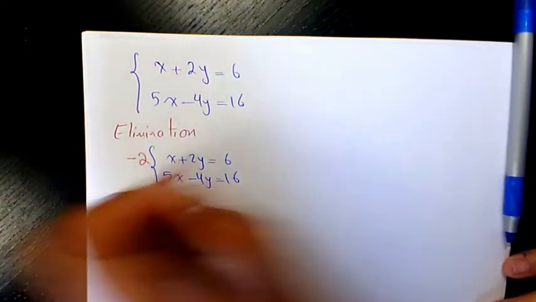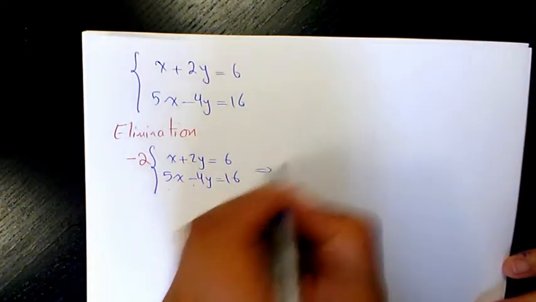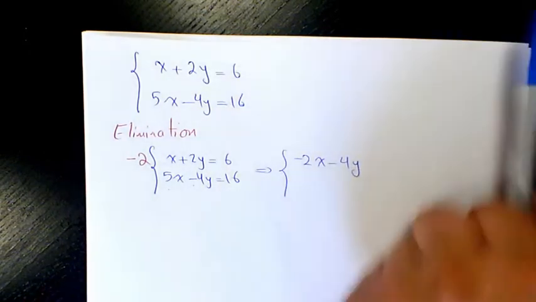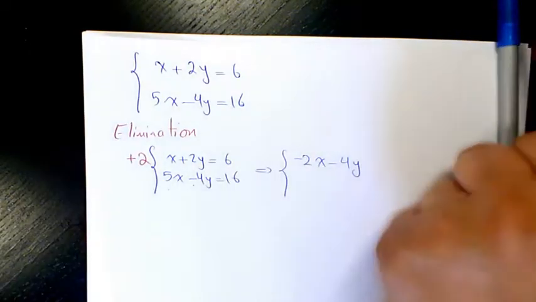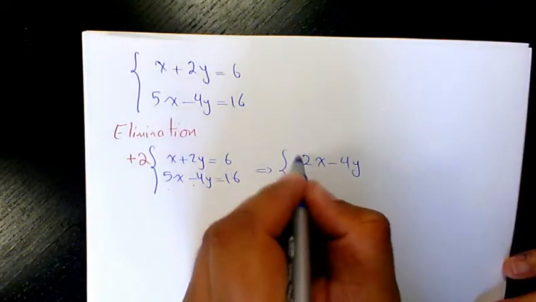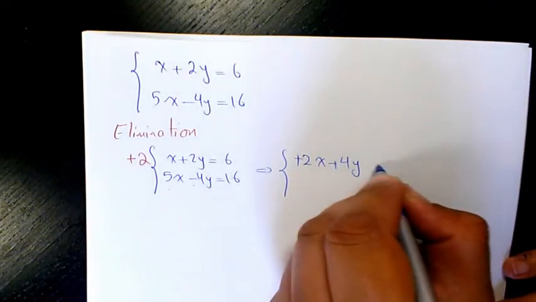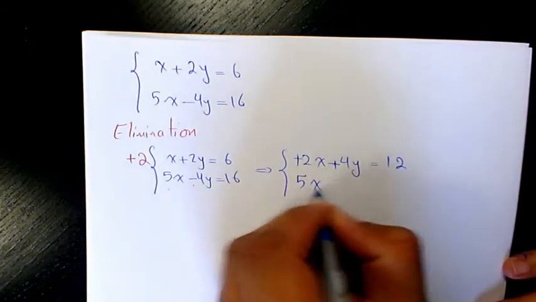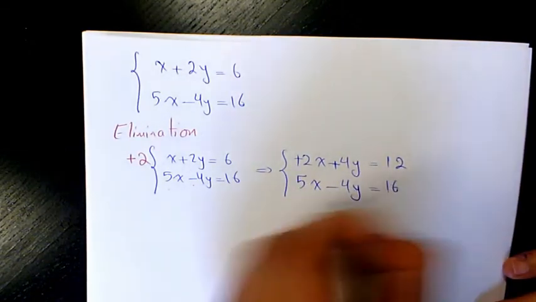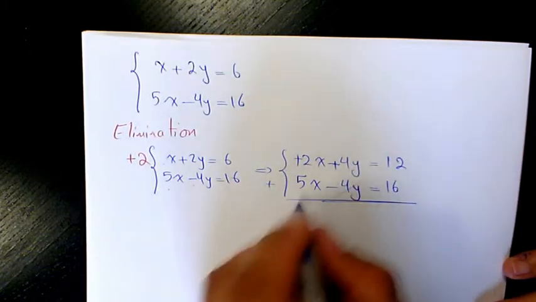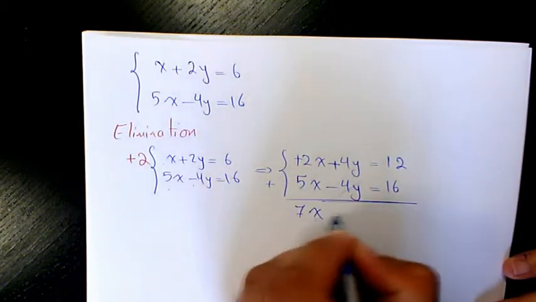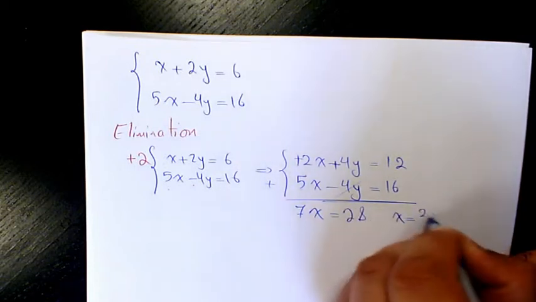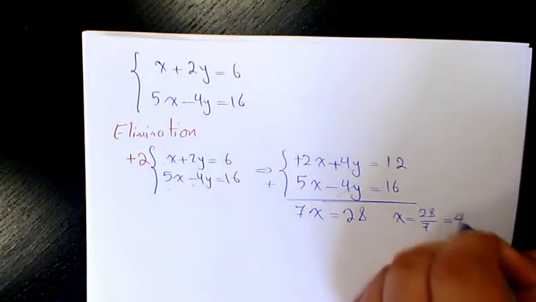Let's multiply the first equation by negative 2 then. It's going to be negative 2x minus 4y. Actually, I need to multiply it by positive 2. So it's going to be positive 2x, positive 4y, 12. Here we have 5x minus 4y equals 16. When you add them, these two cancel out. 2x and 5x is going to be 7x. 16 and 12 is going to be 28. So x is 28 divided by 7. That's going to be 4.